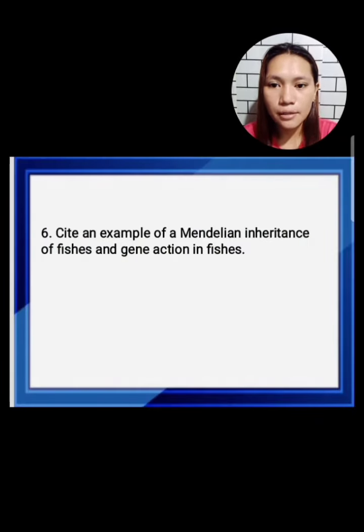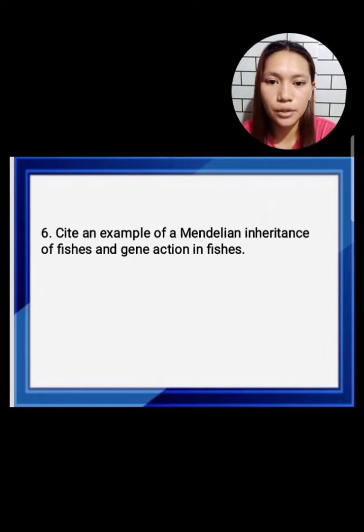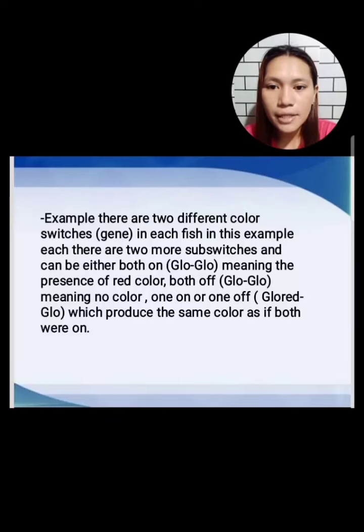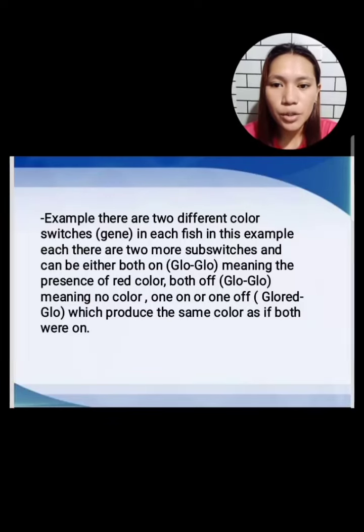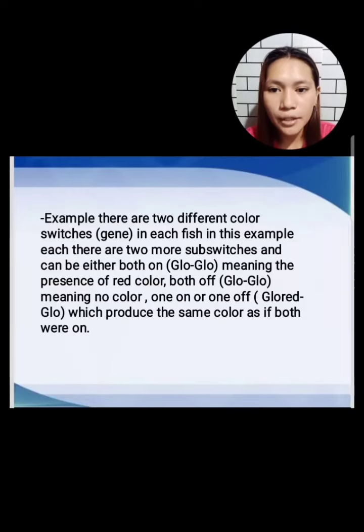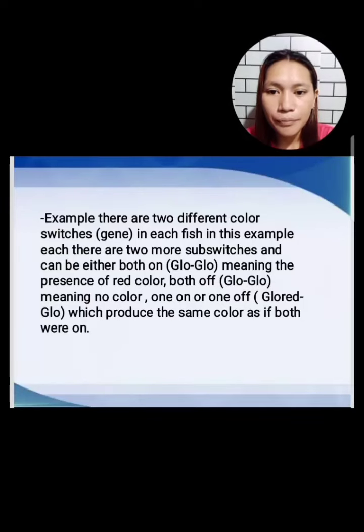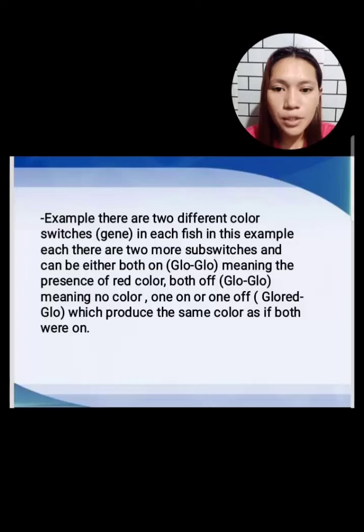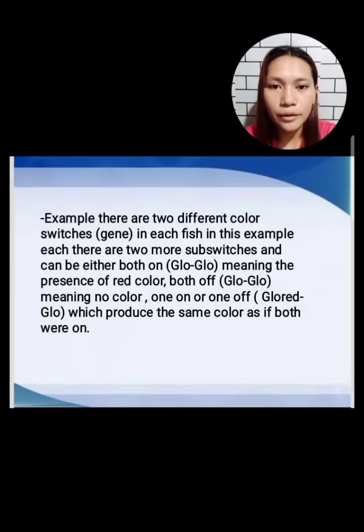Question number 6. Cite an example of a Mendelian inheritance of fish and gene action in fishes. Example, there are 2 different color switch genes in each fish. In this example, each has 2 sub-switches and they can be either both on, glow, meaning the presence of red color, or both off, meaning no color, or one on glow red, which produces the same color as both were on.